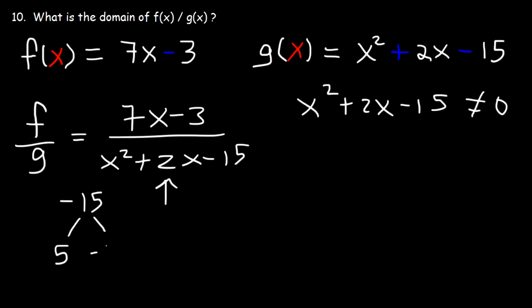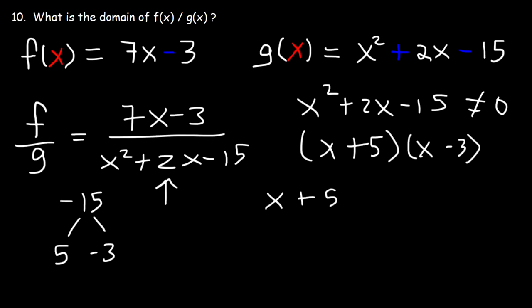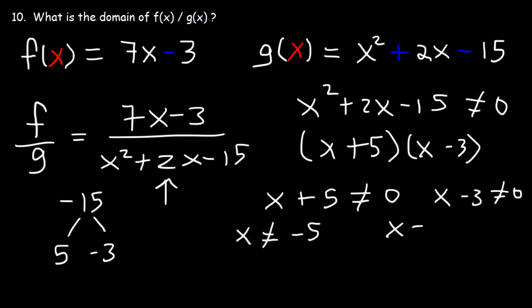This is positive 5 and negative 3. So it's going to be x plus 5 times x minus 3. So therefore, x plus 5 cannot equal 0, and x minus 3 cannot equal 0. So x cannot equal negative 5, and x cannot equal 3. So x is all real numbers except those two values. So to write the answer using interval notation, it's going to look like this.